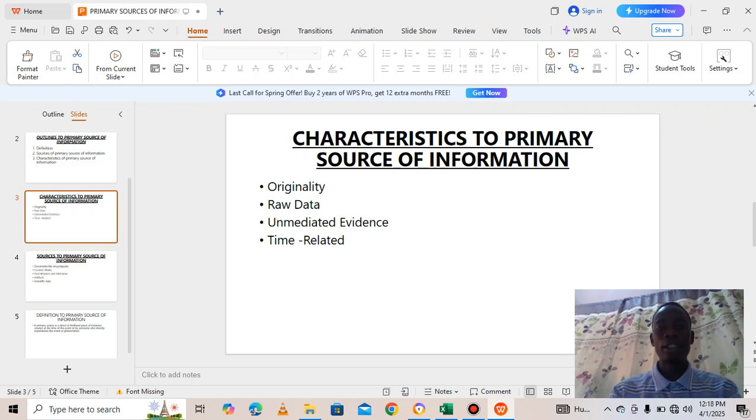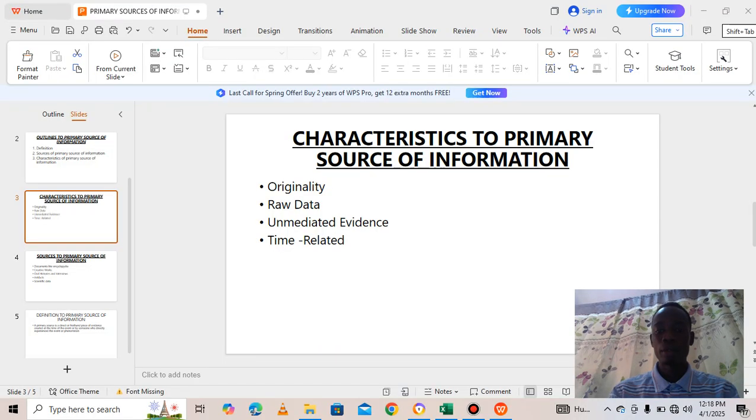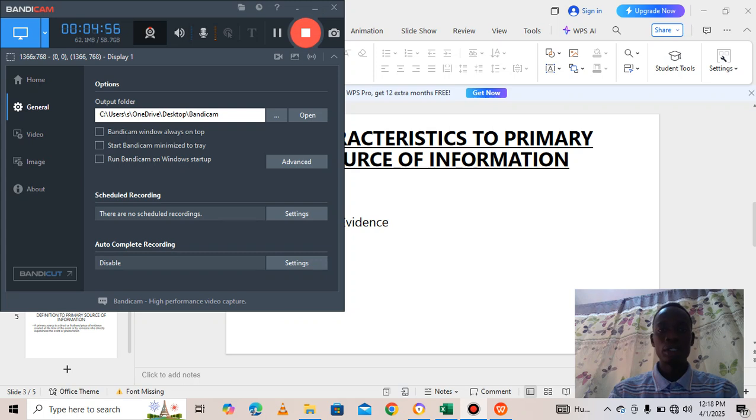Another one is time related. These events happen according to time. When an accident happens at 18 p.m., which is the time now, you see that event has happened at that time, it is time related. So basically those are what I can talk about the primary sources of information.